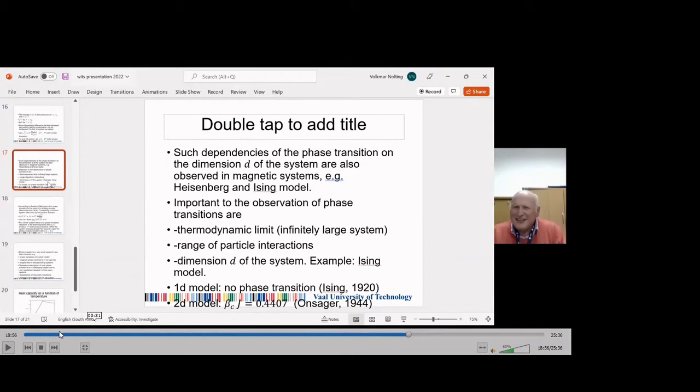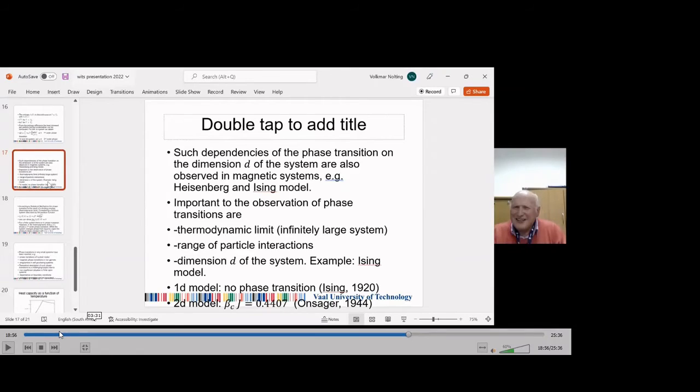Yes, if you, for example, think of the Heisenberg model and the Ising model, there the phase transition depends also on the dimension d of the system. And that is an interesting story, because Ising himself in the year 1920 had to solve the one-dimensional model. And this one-dimensional model and also the two-dimensional model can be solved exactly. So there are no approximations involved in these results. And to the great disappointment of Ising's supervisor, Ising could show that the one-dimensional model does not show a phase transition between ferromagnetism and paramagnetism.